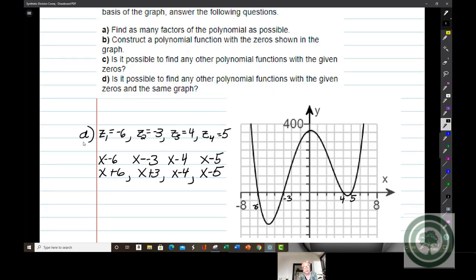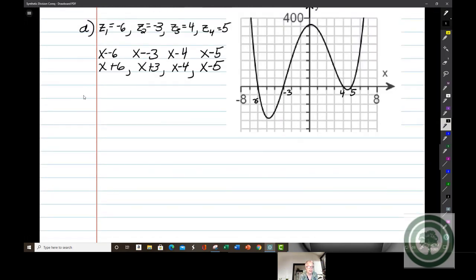Now B says, construct a polynomial function with the zeros shown on the graph. What they're talking about is putting the zeros through our favorite polynomial factor factory. F of X equals A times parentheses X minus Z1 times X minus Z2 times X minus Z3 times X minus Z4. And they, without telling you, want you to assume that A is 1. Okay, fine.